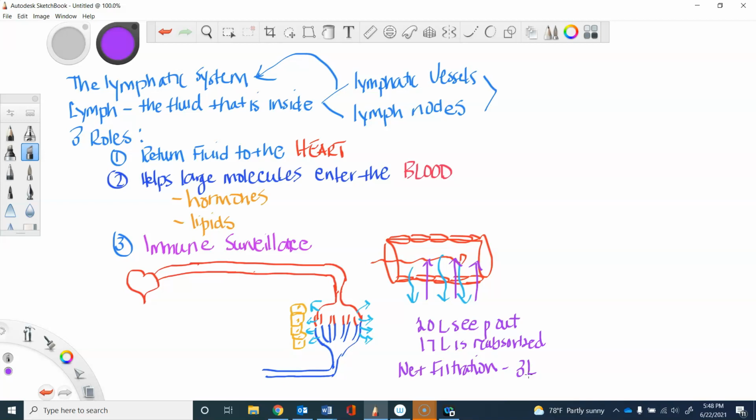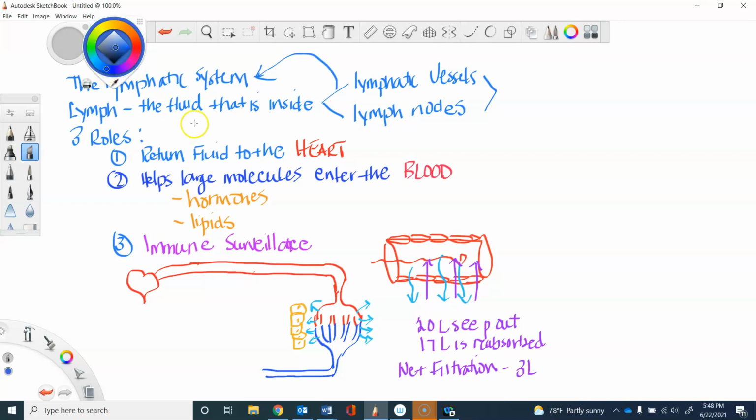So the lymphatic vessels are there to pick that up, to make sure that we don't accumulate even more and it stays there. Then we'd get all swollen, and that would cause some major problems.